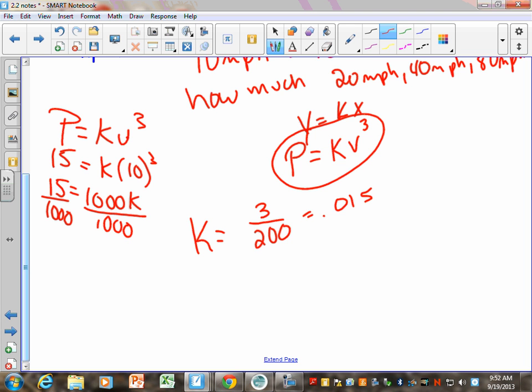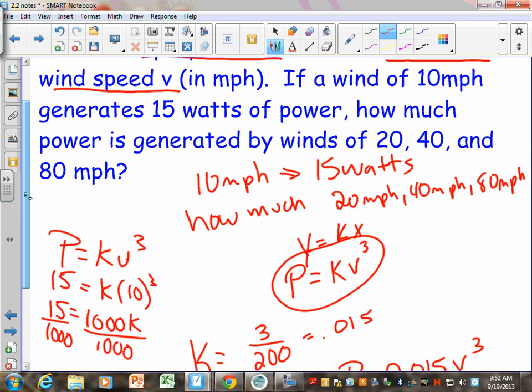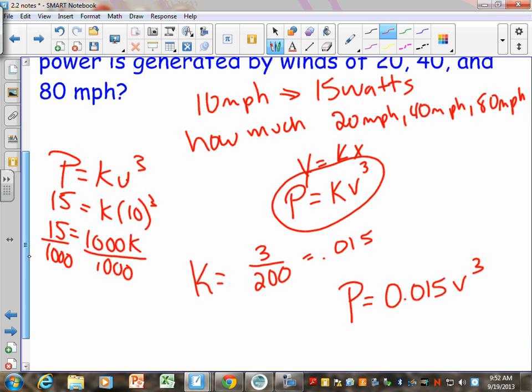Which means we could actually write the actual equation plugging in K, whether you write it as 3 over 200, or if you love decimals and you want to write 0.015 V cubed. That is the equation that gives you the power for that particular windmill, which means now you can actually answer what it's asking you to do. So you write your equation, solve for k, then actually solve what it's asking. And it asks you to find the power generated by 20, 40, and 80 miles per hour.